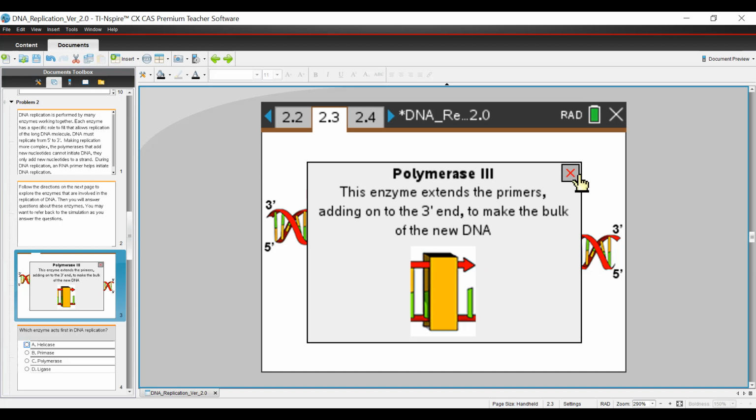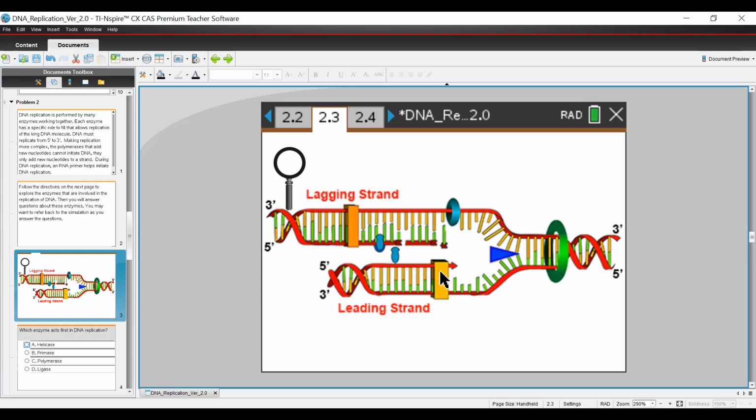And so it works, let me close this. So right now it's working off the leading strand, moving in that direction. But polymerase 3 also is what added these nucleotides going in the opposite direction of the replication fork on the lagging strand. So polymerase 3 is basically your copy machine for DNA.